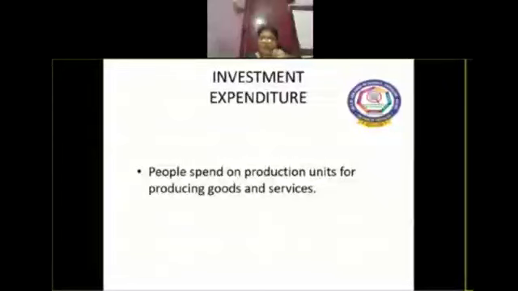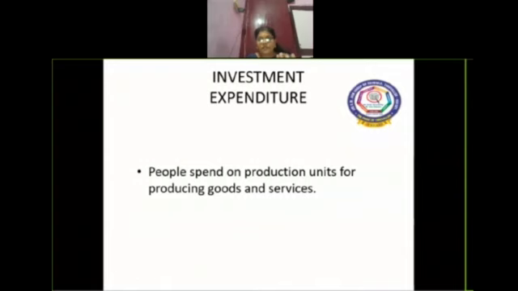And people spend on production units. For example, farms, factories, or they may run businesses, offices, but their aim is also to produce either goods or services. So it is called investment expenditure. That is, people spend on production units for producing goods and services. This is called investment expenditure.